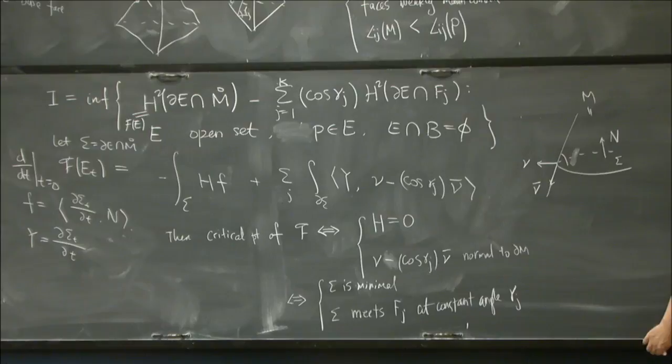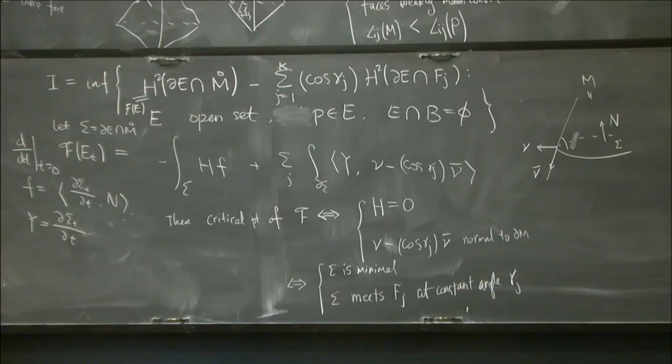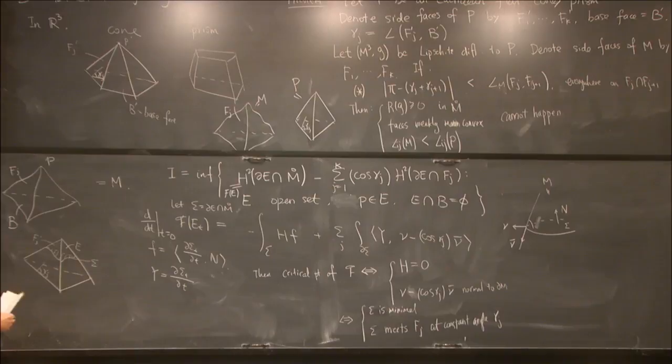All right. So in the Euclidean case, it is reasonable to believe that the minimizer of this functional is the parallel planes intersecting them. Right? It's the planes parallel to the base intersecting this simplex.